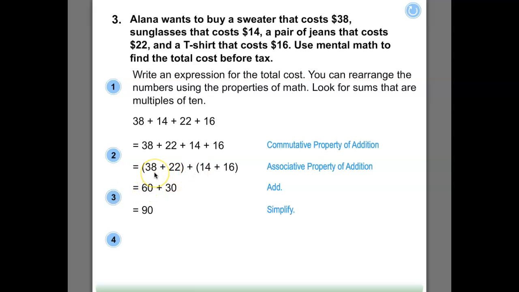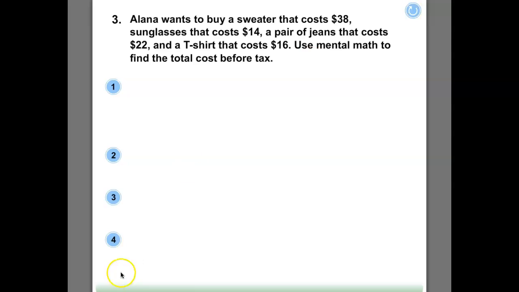And instead of getting 60, I did 38 plus 22 and got 50, so that was the mistake I made. You should get the answer of 90. It's always good to check your work like I did so that I get the right answer. All right, let's see another one since I messed that one up.